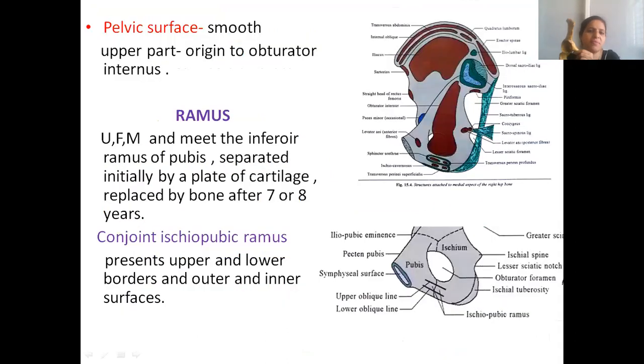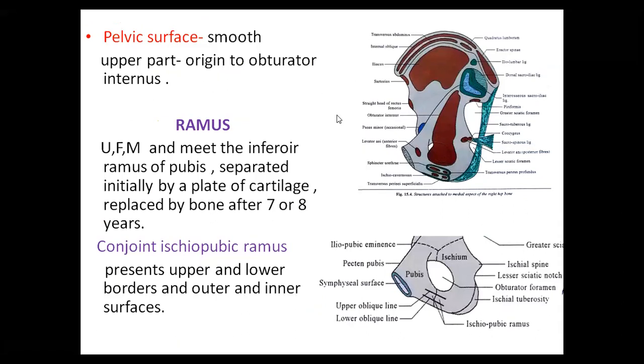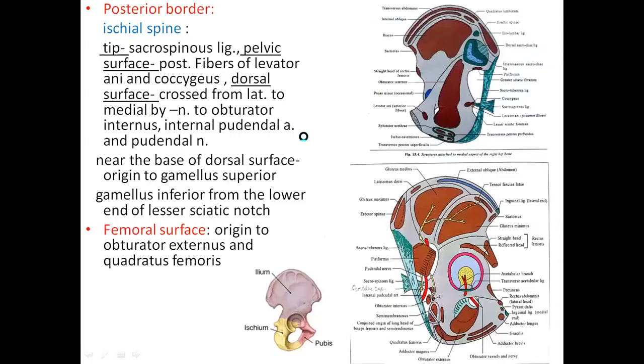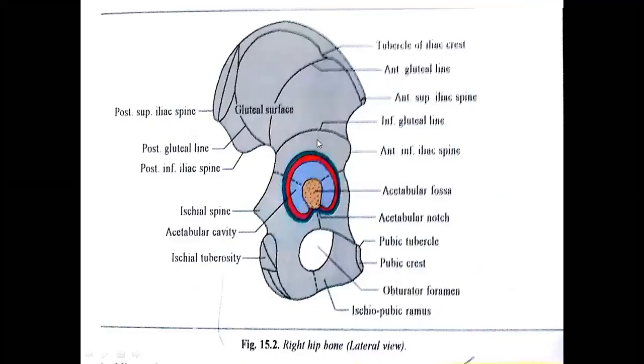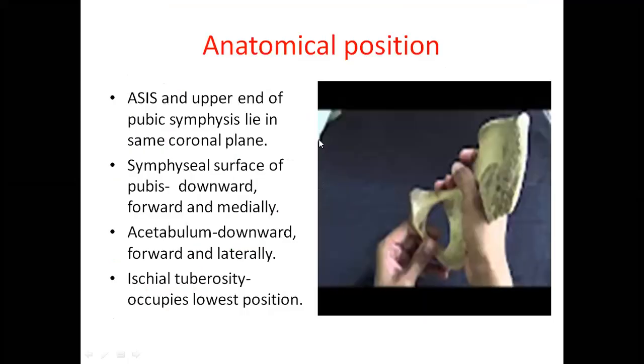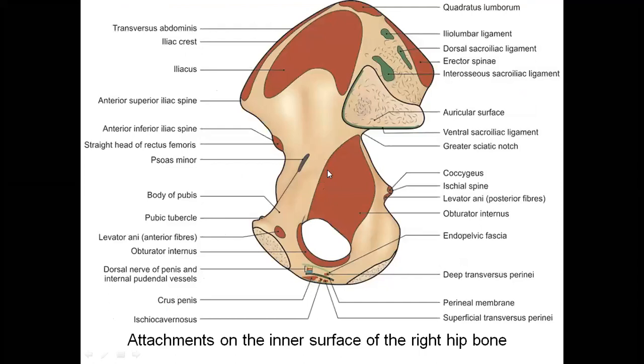Now pelvic surface, I told you, is always smooth and it is giving origin to the same muscle that is continuing. What I told you, the pelvic surface of ilium also, the same muscle we saw, that is obturator internus. Now before we go to other details, let me show you the muscle attachments with simple pictures, which are actually good, which will help you to remember easily and retain things much better.